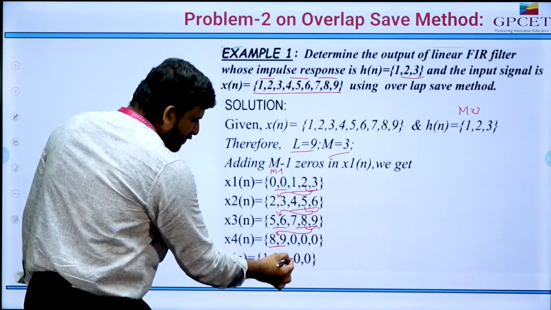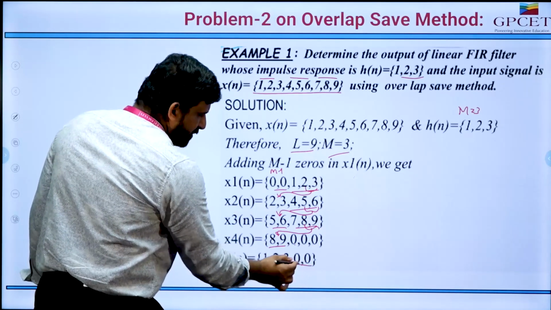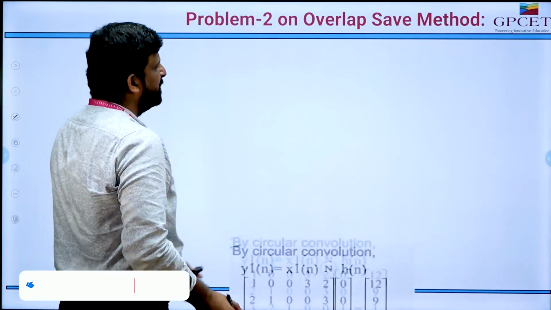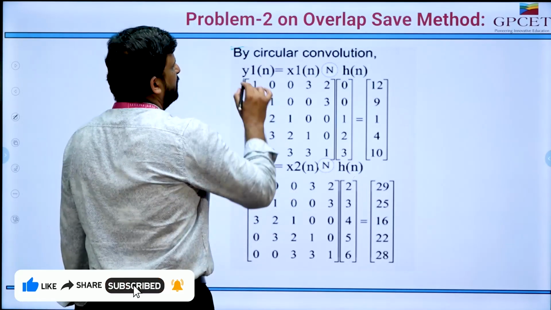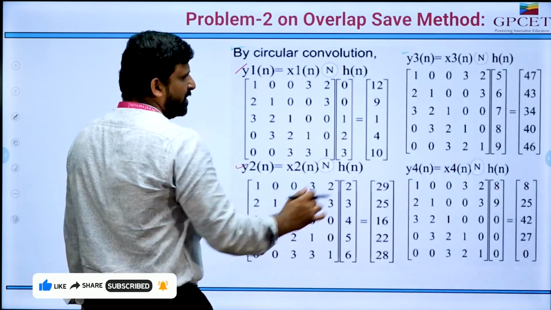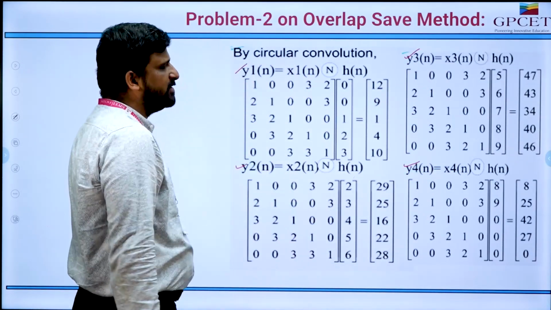How many zeros should we add? Here we got only 3, so we need to add zeros to equalize this h of n with all the subsequences, making the length 5. And here we have done that. How many sequences do we need to find? We need to find y1 of n, y2 of n with the help of matrix representation, and y3 of n and y4 of n. In total, 4 sequences we are going to get.